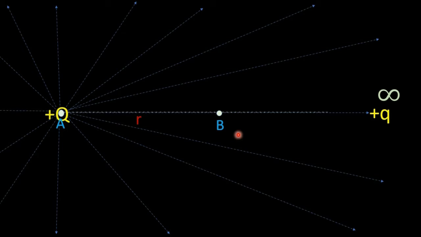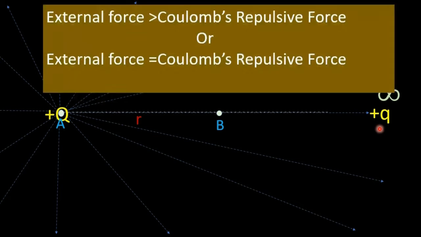Now we have two options to bring the test charge. One is by using an external force that is greater than the Coulomb's repulsive force. Another is using an external force that is equal to Coulomb's repulsive force. When we use an external force that is greater than Coulomb's repulsive force, the net force acting on this test charge will be positive, and hence this test charge will be accelerated towards the source charge plus capital Q.